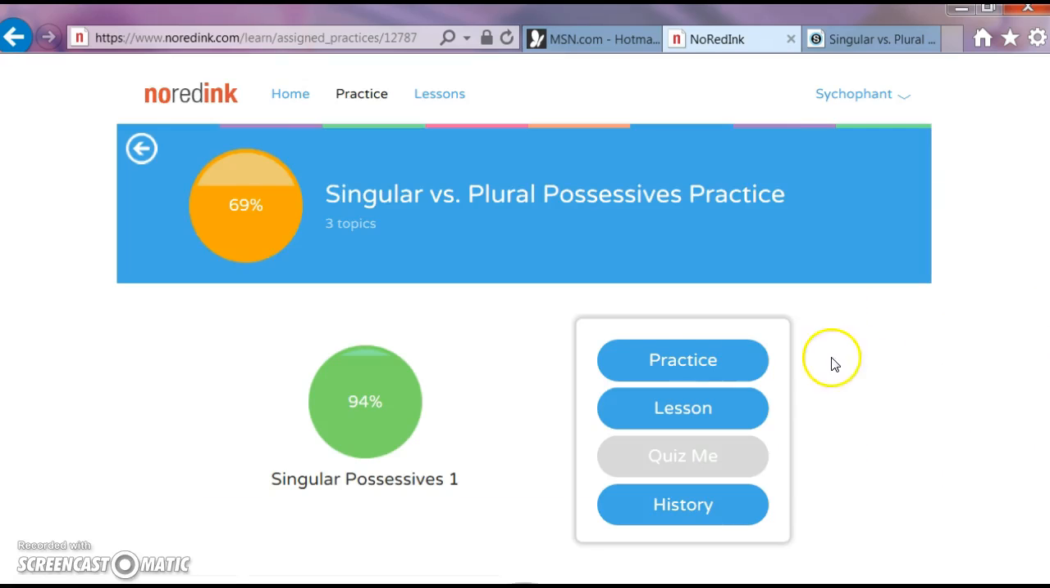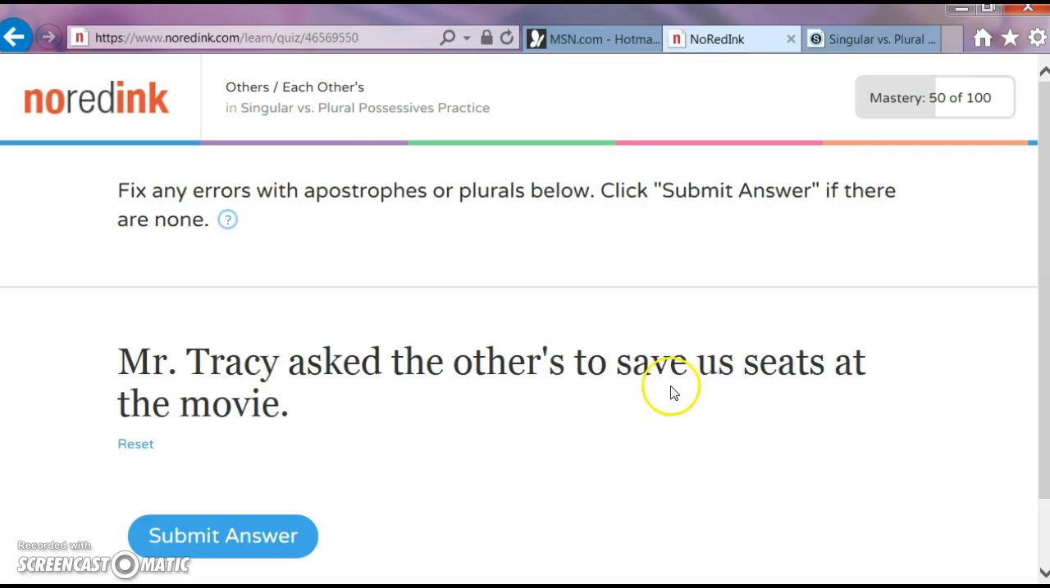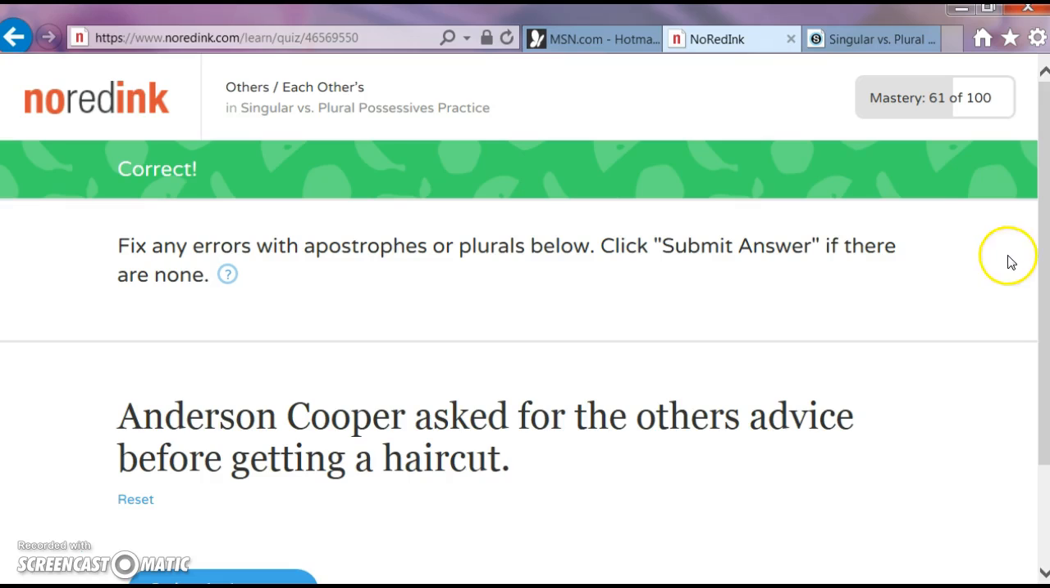So now I'm going to go back over here, and now let's take a look at some practice. Okay? So it's going to give me an example here. Mr. Tracy asked the others to save us seats at the movie. The others to save us seats. So this says apostrophe S. So first clue I have is there's no each in front of it, so that's kind of a dead giveaway. But also I'm asking myself, are we already possessing something? I don't think so. They asked the others to save the seats. So I don't think there's anything possessive here. I'm going to go ahead and get rid of that apostrophe and see if I'm right. Submit answer. Oh, hey, rock and roll. Look how smart I am.